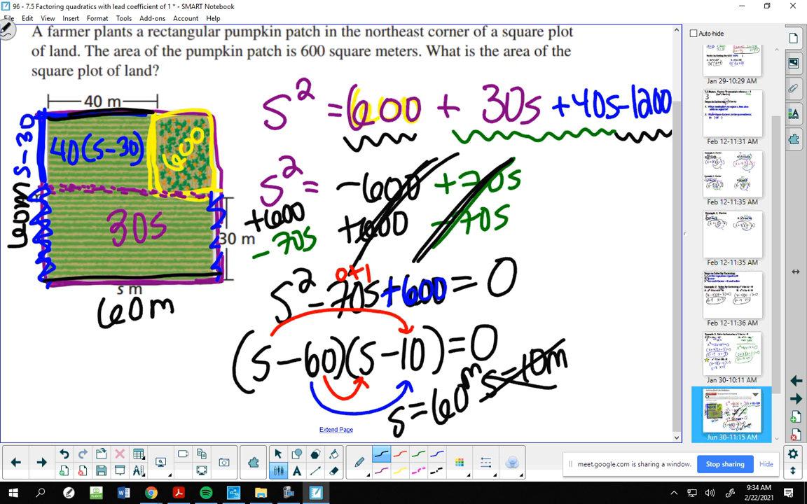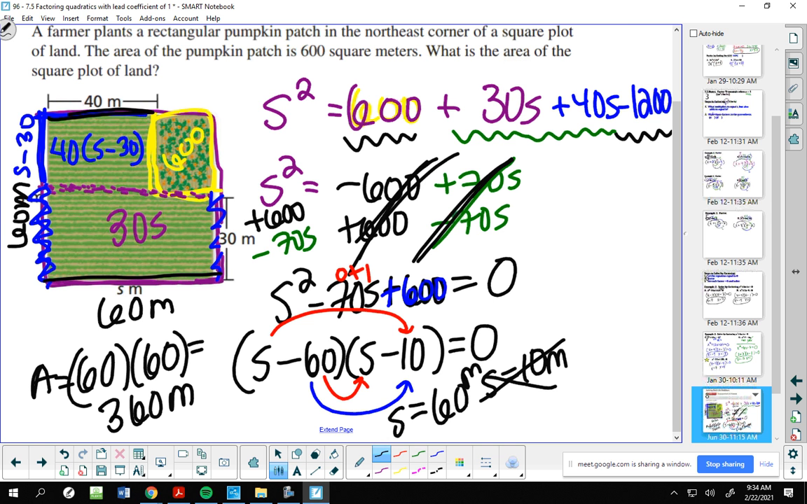They want the area. So area is 60 times 60, which is 360 meters. Sorry, 3,600 meters squared for our area.